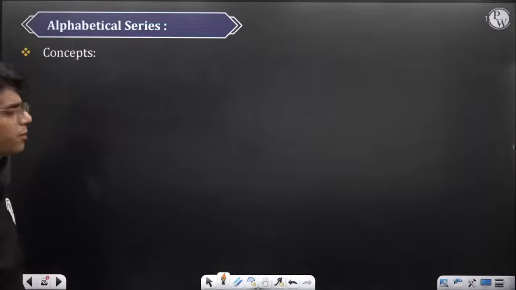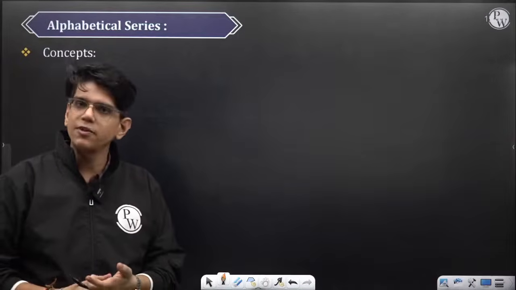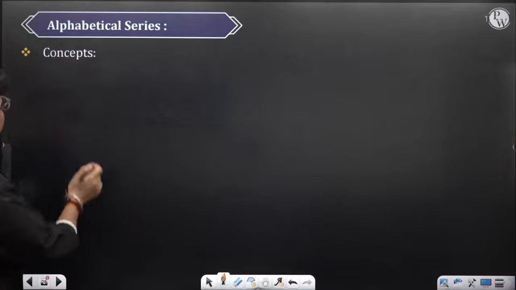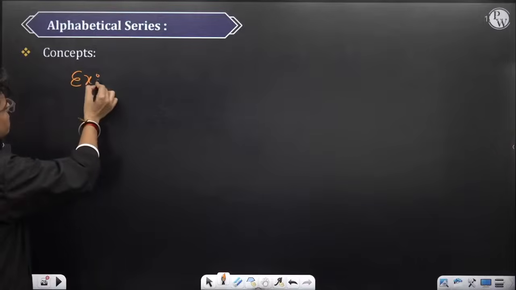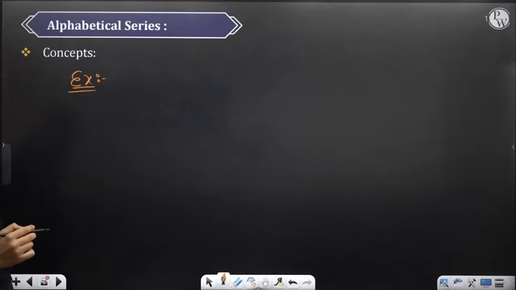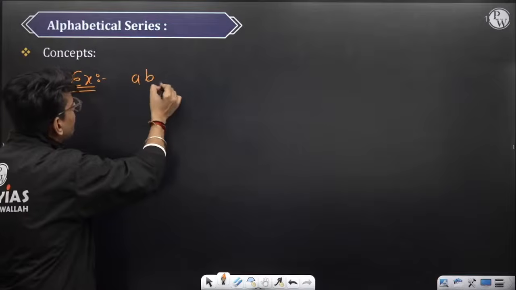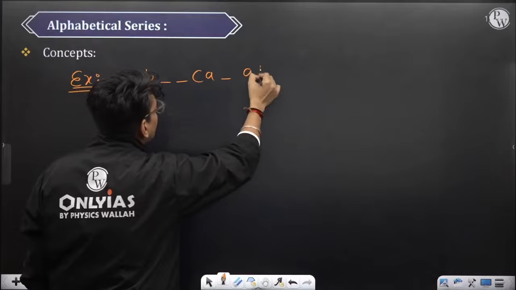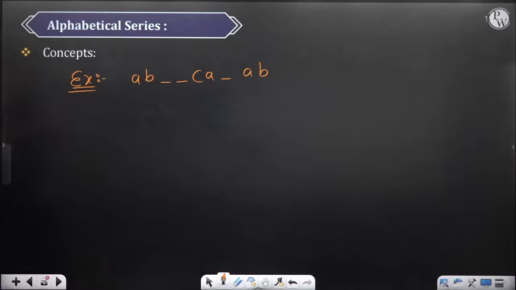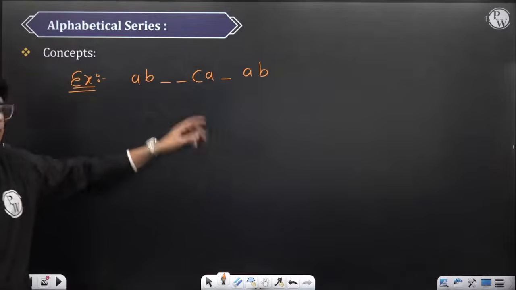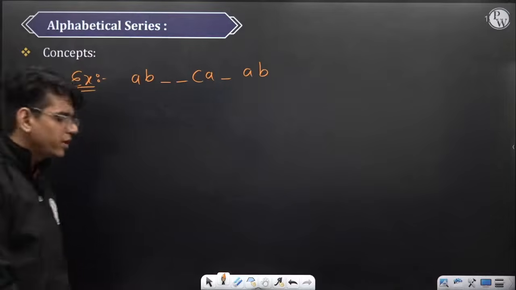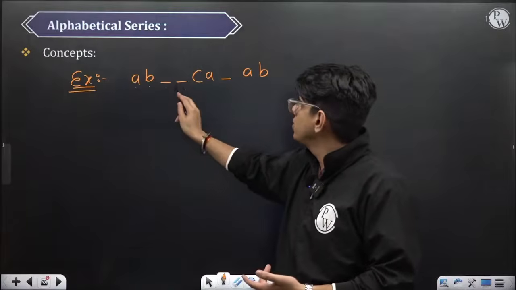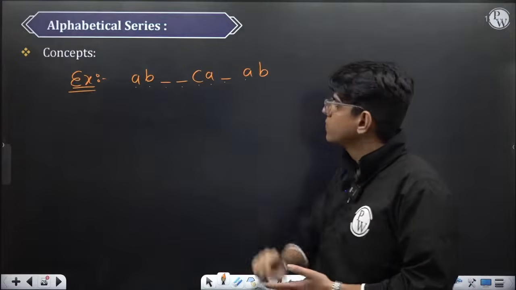Next is alphabetical series. This is one of UPSC's favorite topics from the last 4-5 years. So in this we will see continuous series. What is the example of it? Suppose you are given a series like AB dash dash CA dash AB and asked what is the value of the letters in the blank spaces, right? So what you need to do is, first of all, count the total letters in the series. So here we have 1, 2, 3, 4, 5, 6, 7, 8, 9, right?